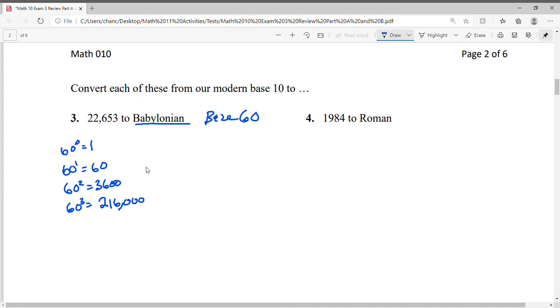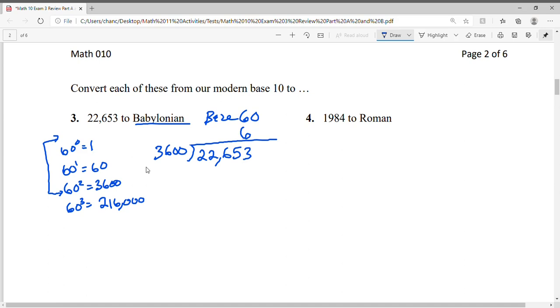So I know that I am going to go up to 60 squared. That's the largest power of 60 that can fit into 22,653. So let's divide 3,600 into this number, 22,653. The closest I can get to this is 6 times.